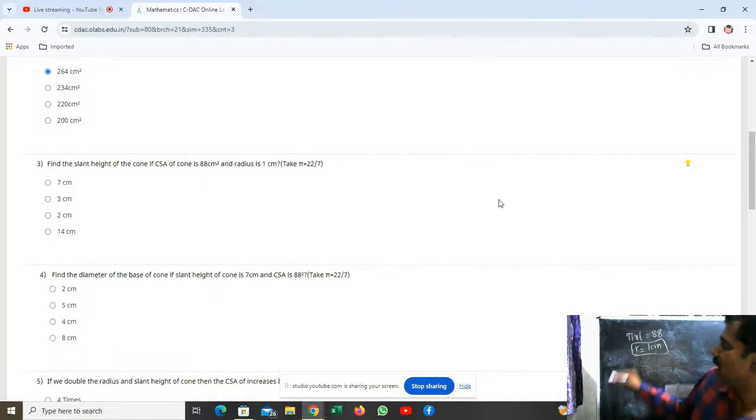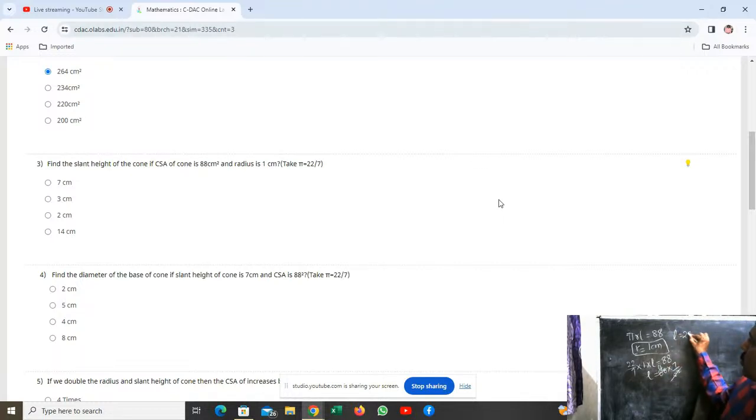Okay then. See here. Pi means 22 by 7. I think everybody can see here. 22 by 7 into radius 1 and slant height L is equal to 88. Now how to find the slant height? L is 88 into 22 by 7 goes to the right-hand side and becomes 7 by 22. So 22 into 88, 4 times, it will get cancelled. Then L is equal to 28 centimeters. The slant height will be 28 centimeters.